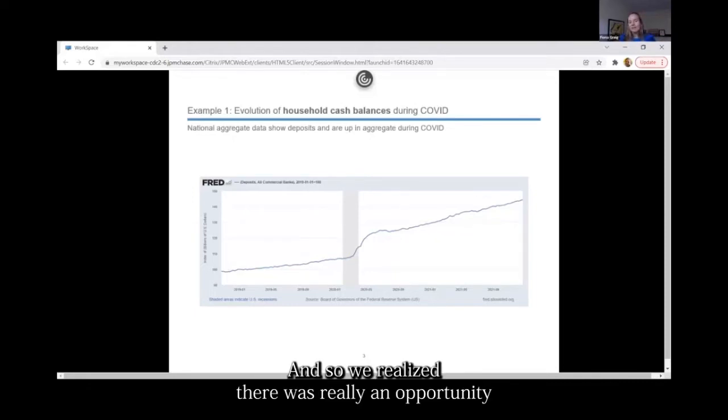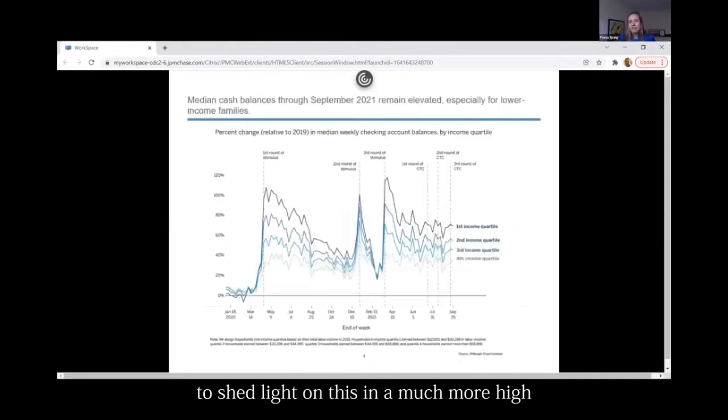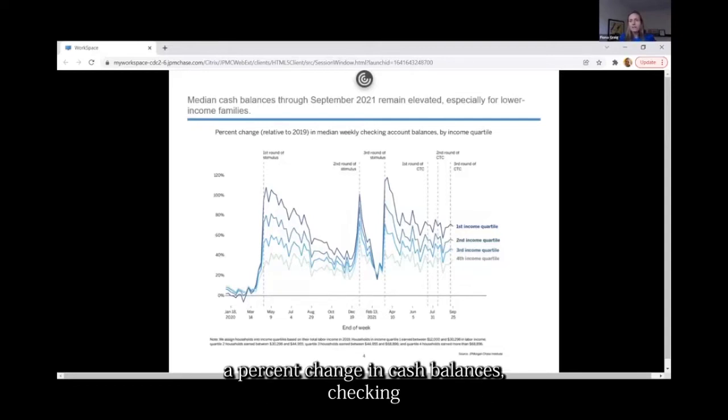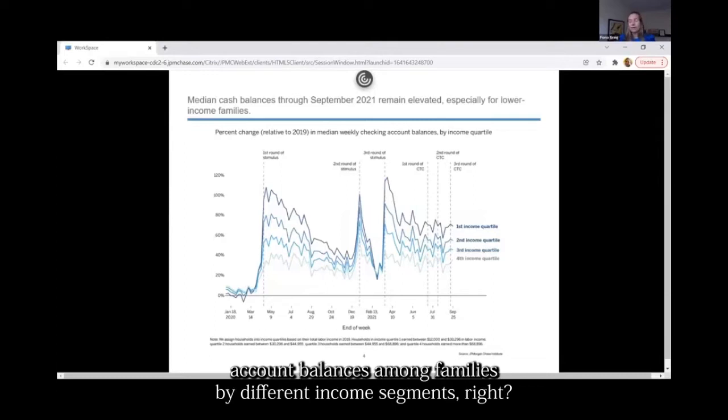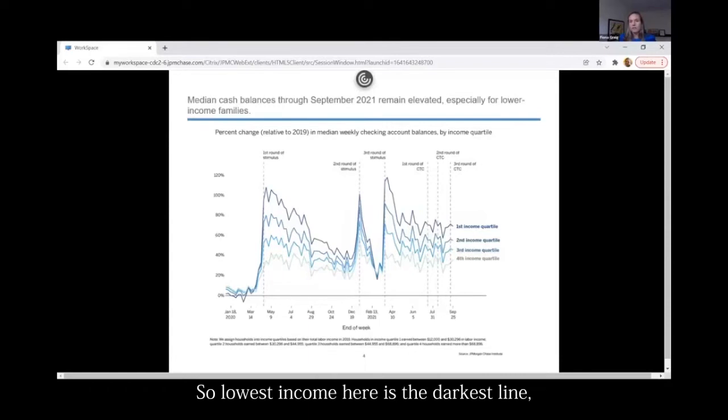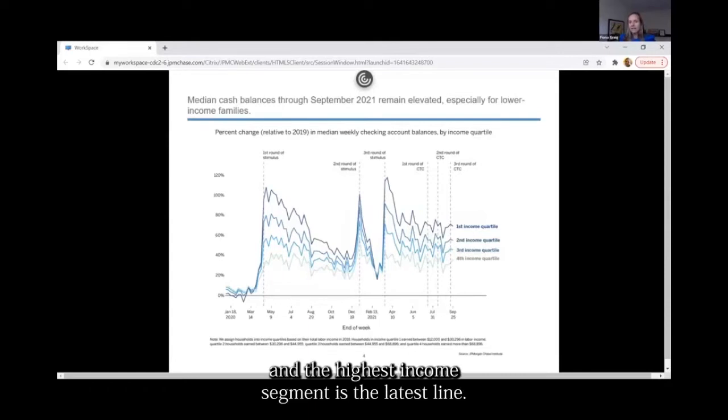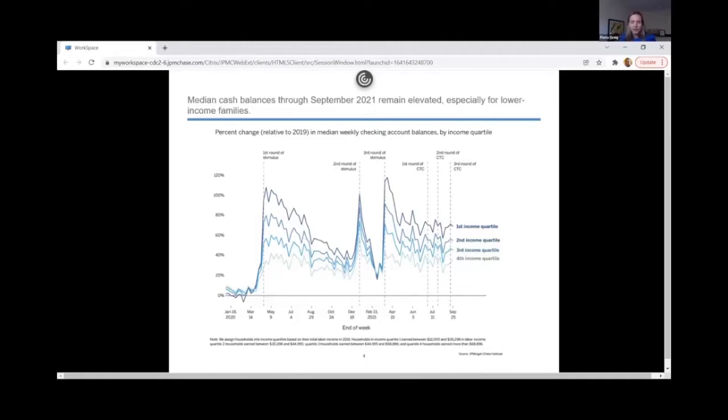And so we realized there was really an opportunity to shed light on this in a much more high frequency, granular way. Here we're just publishing a percent change in cash balances, checking account balances among families by different income segments, right? So lowest income here is the darkest line, and the highest income segment is the lightest line. And these are 2-year changes, so percent change relative to 2 years ago, so that we are washing out the COVID era as we enter into 2021 and beyond.